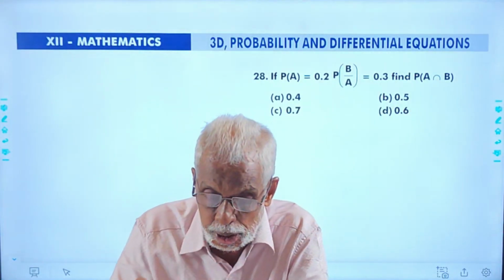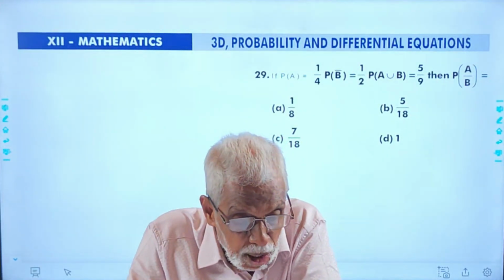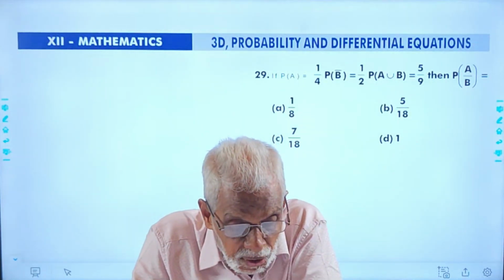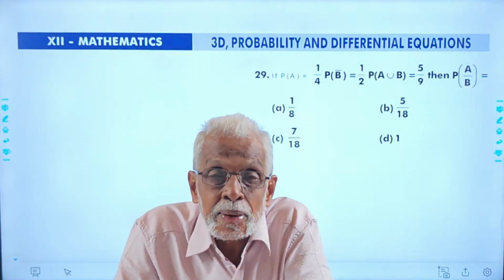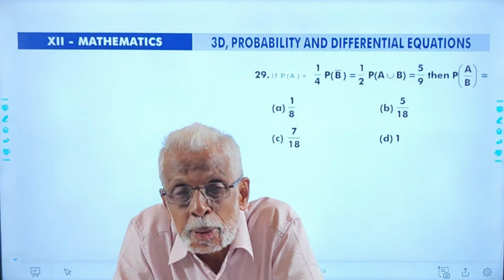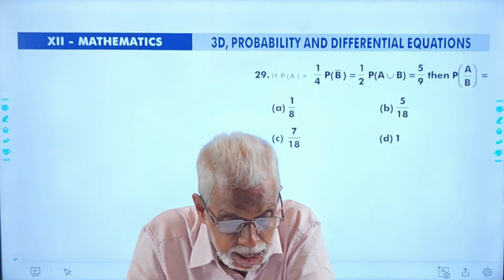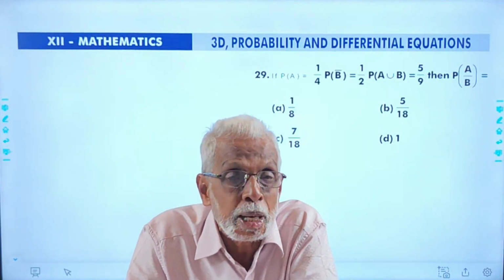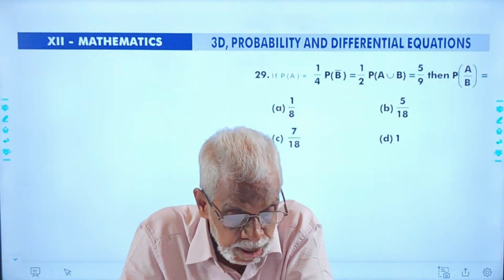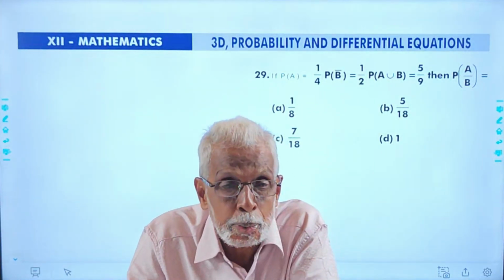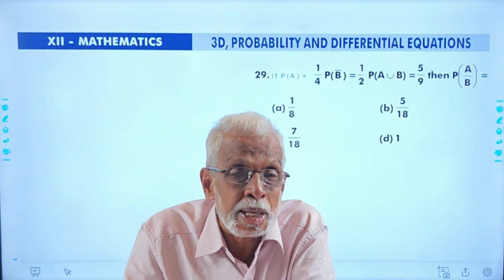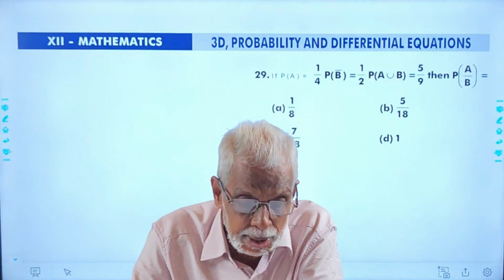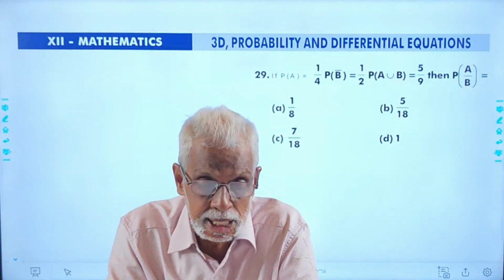as 0.06. We are given P of A is equal to 1 by 4, P of B bar is equal to 1 by 2, P of A union B is equal to 5 by 9. What is P of A union B? P of A plus P of B minus P of A intersection B. P of B bar is equal to 1 by 2, hence P of B is also 1 by 2. Then putting the values of P of A and P of B and P of A union B in the formula, P of A union B is equal to P of A plus P of B minus P of A intersection B, we get P of A intersection B.